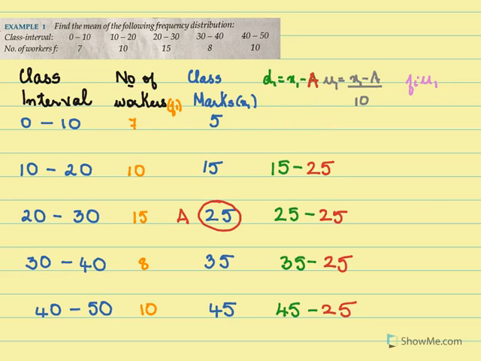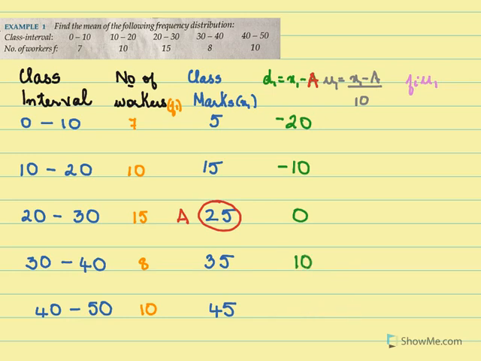Now 5 minus 25 equals minus 20. 15 minus 25 equals minus 10. 25 minus 25 equals 0. 35 minus 25 equals 10. And 45 minus 25 equals 20.